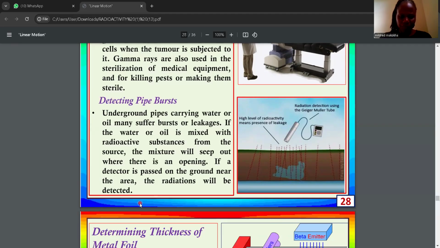So our lesson ends there. I'll do another lesson, lesson number 5, that will finish up on the other applications of radioactivity, and I'll also handle nuclear fission and fusion.